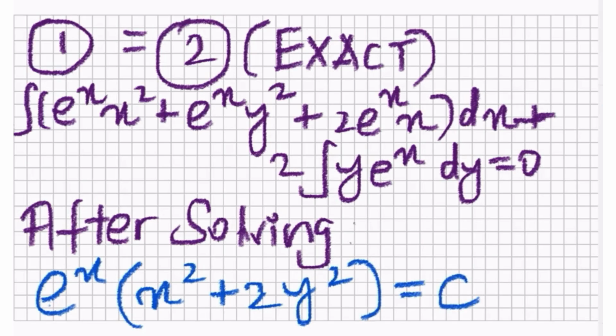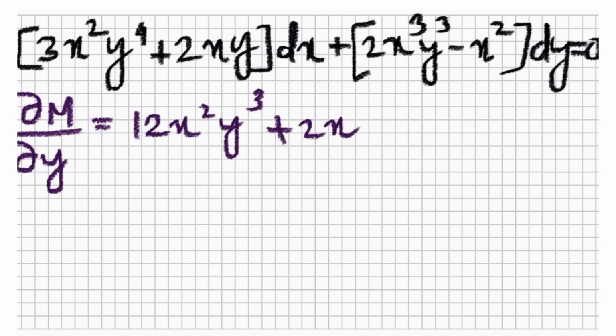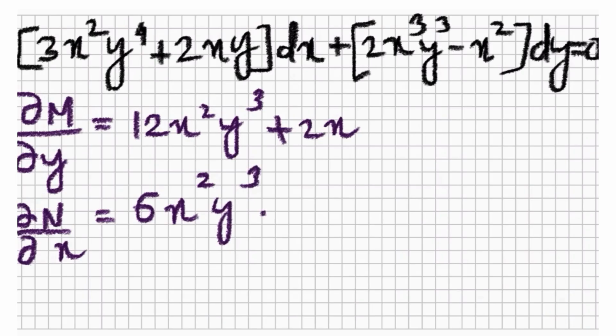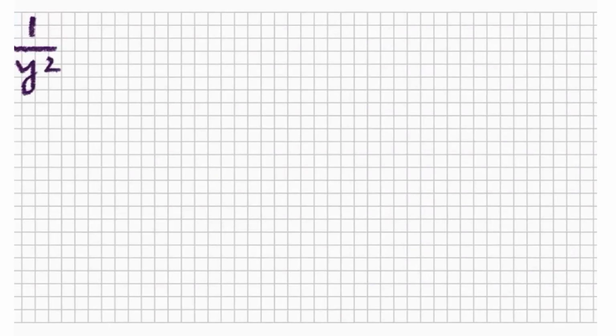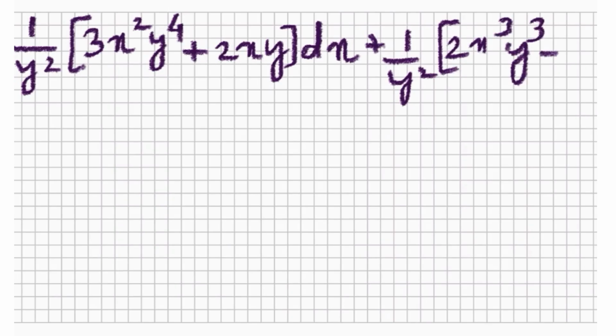Next, we'll take a similar question and then again find the partial derivative of the M terms and the partial derivative of the N terms, which we see are not equal. Thus, to make this equation exact, we apply rule number 4, which is (∂N/∂x minus ∂M/∂y) by M, which we get to be 1 by y square. We multiply this integrating factor to our differential equation to get a new set of M1 and N1 terms.